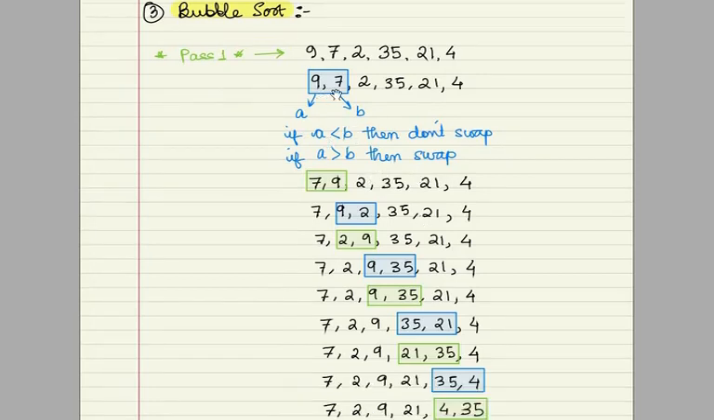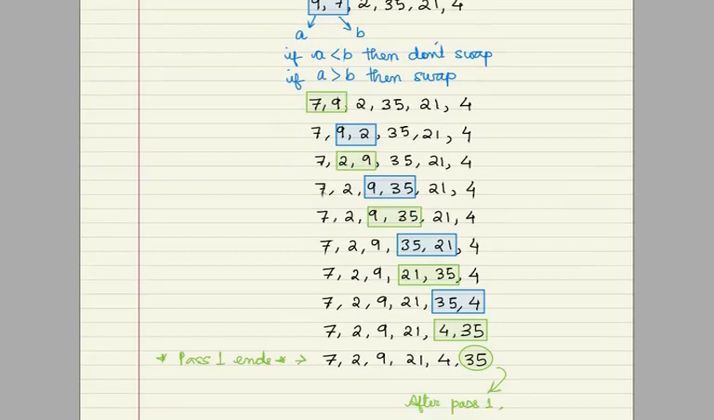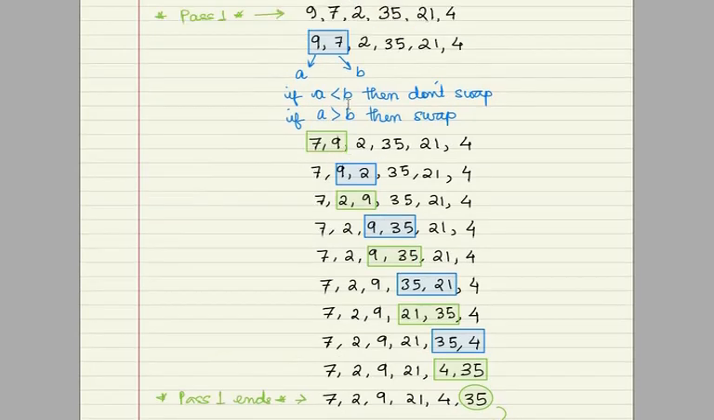So we have 9 and 7. Yes, 9 is greater than 7, so we have to swap, and we make it 7, 9. So automatically we see that this green box has elements arranged. Now what we do is we shift the box by 1 element. It was on the first 2 elements, now the box will go to the current second and third element.